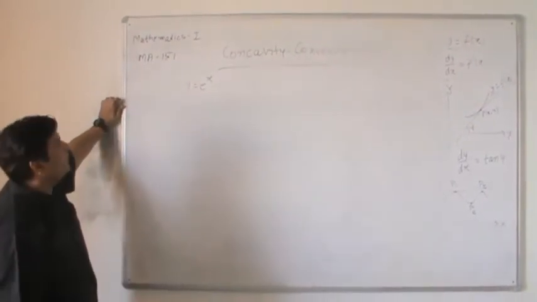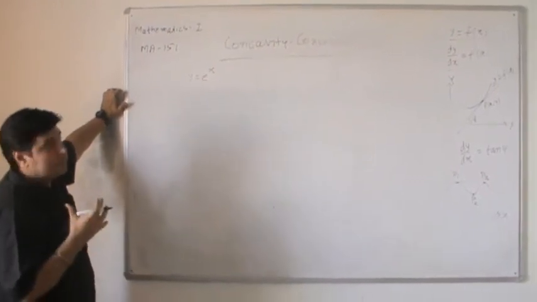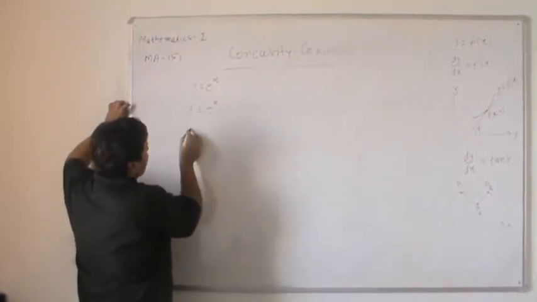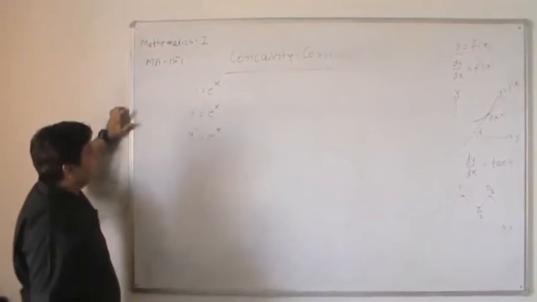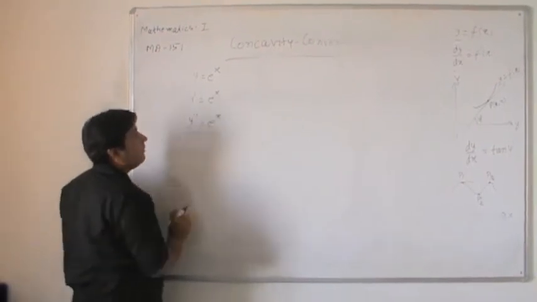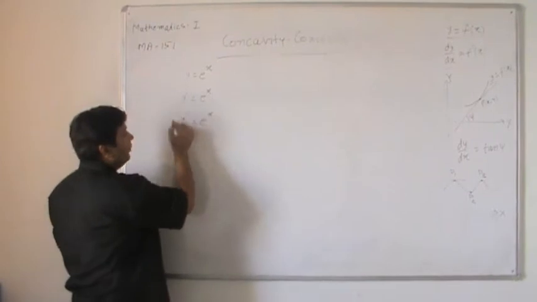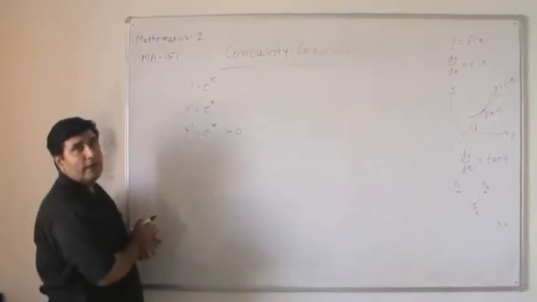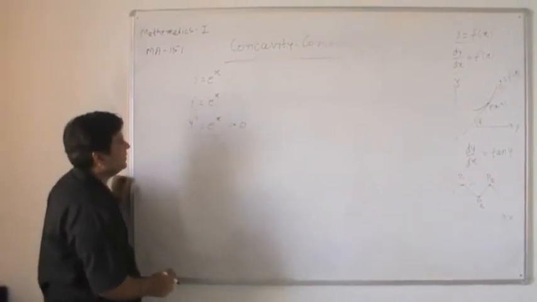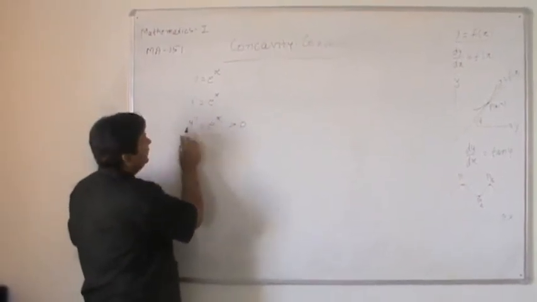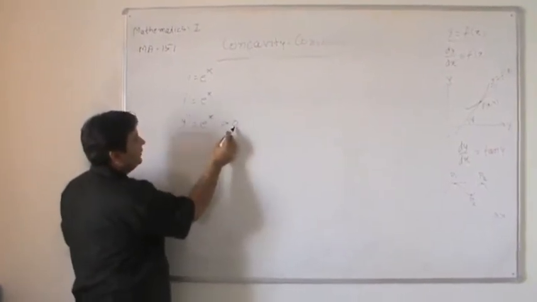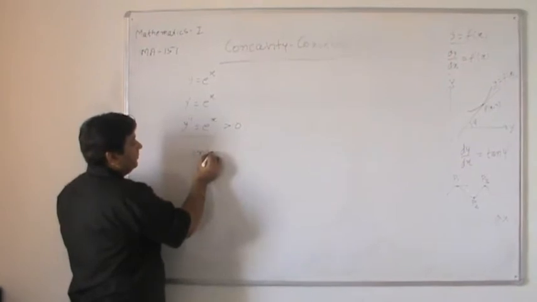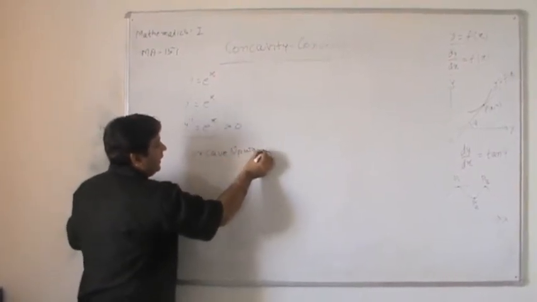Suppose you want to decide the concavity convexity nature of y equal to e to the power x. To decide the concavity convexity, we need to calculate up to the second order derivative. The first derivative is e to the power x, and the second derivative of this function is also e to the power x. Now we observe that e to the power x will never be negative. So y double dash will always be greater than 0 for every finite value of x. Whenever x is finite, the second derivative will always be positive. So because the second derivative is always positive, we will write that the e to the power x curve will be concave upward everywhere.